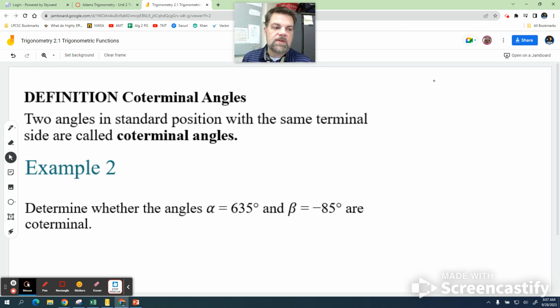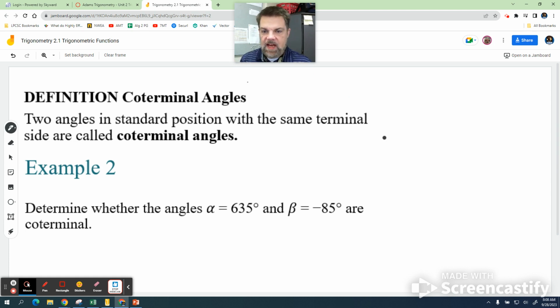So what is a coterminal angle? Well, it's two angles in a standard position with the same terminal side called coterminal angles. So it's the forming of the right triangle, all right? It's the forming of the right triangle.